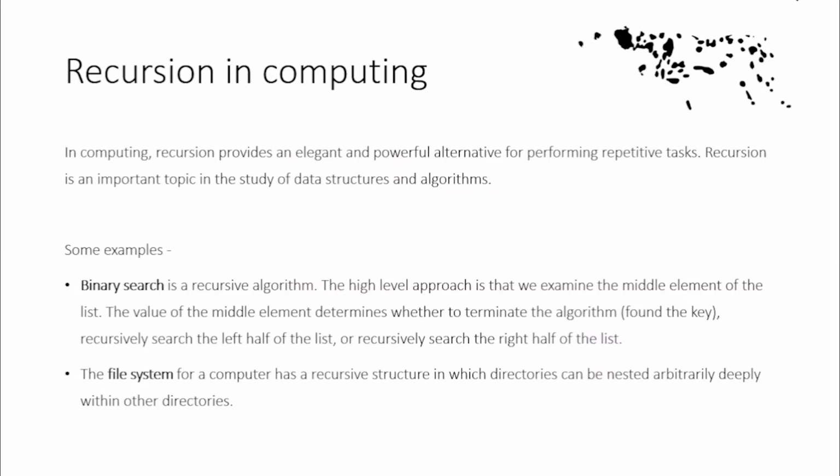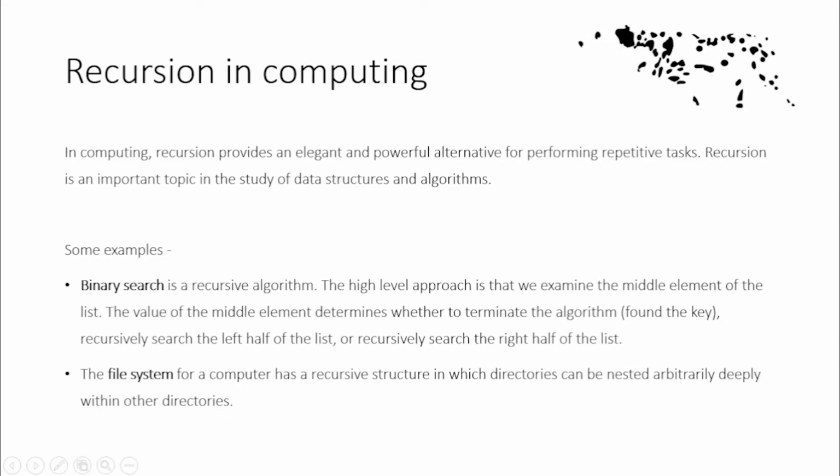Recursion in computing. In computing, recursion provides an elegant and powerful alternative for performing repetitive tasks. Recursion is an important topic in the study of data structures and algorithms. Some examples. Binary search is a recursive algorithm. The high-level approach is that we examine the middle element of the list. The value of the middle element determines whether to terminate the algorithm if you found a key, or recursively search the left half of the list, or recursively search the right half of the list.